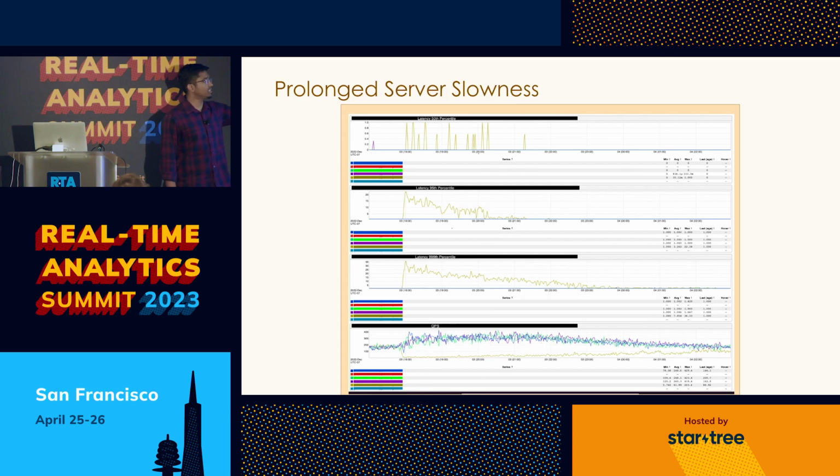And what we can see here is when the latencies are really high, in the last graph, the QPS is significantly dialed down, right? And slowly as the server improves, we can also see that the QPS slowly improves and eventually converges when the server is back to normal. So this is a case of prolonged server slowness.